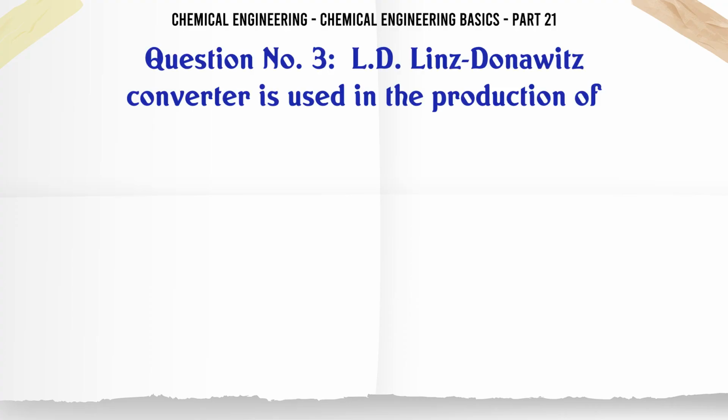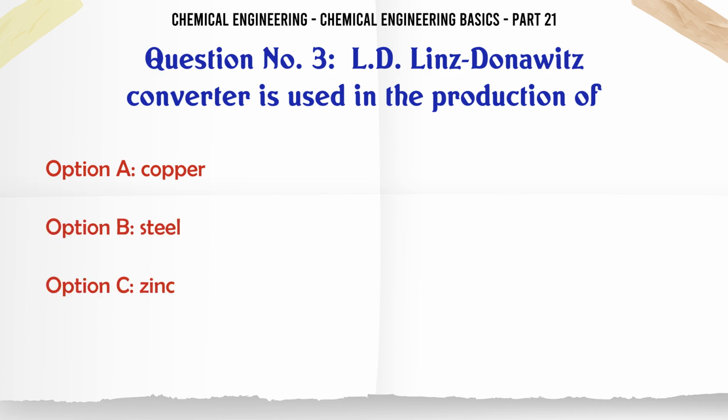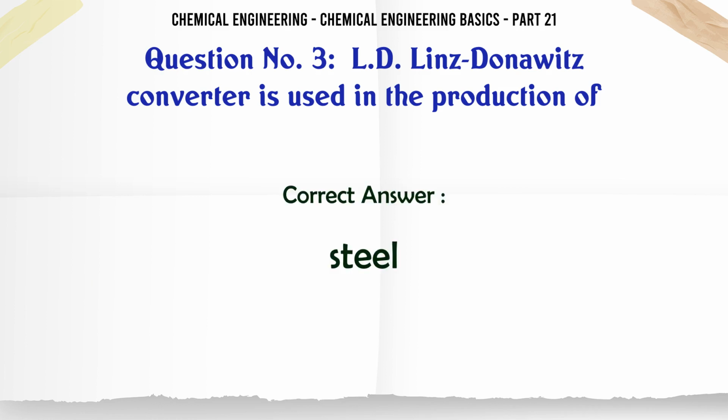LD (Linz-Donowitz) converter is used in the production of: A. Copper, B. Steel, C. Zinc, D. Aluminium. The correct answer is steel.